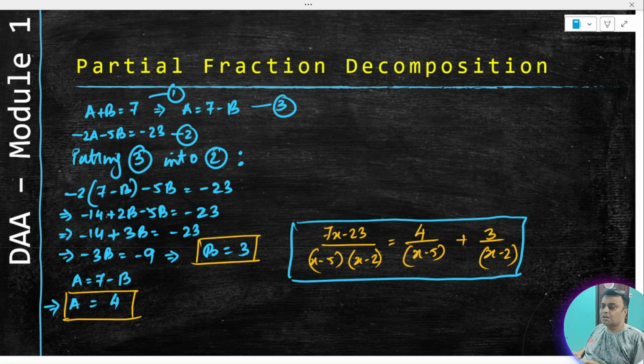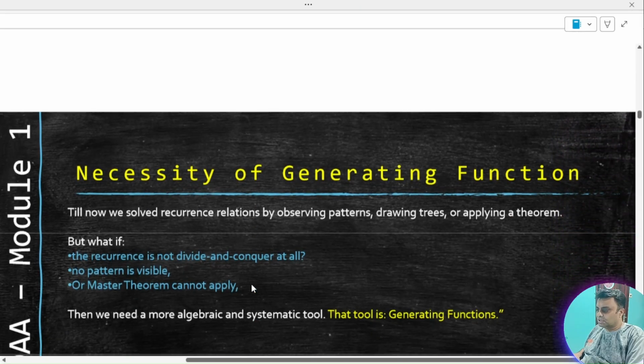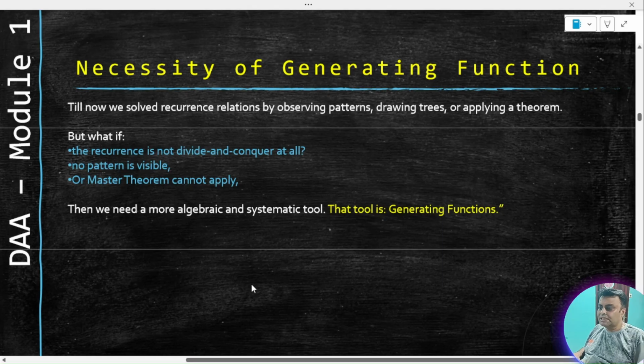You need to understand how to convert a complete fraction into partial fractions using the methodology that we have just now adopted. Right, so this is the mathematics prelude to getting into generating functions. Now, what is the necessity of generating functions is what we need to understand. Before we talk about generating functions, we have done 2-3 things.